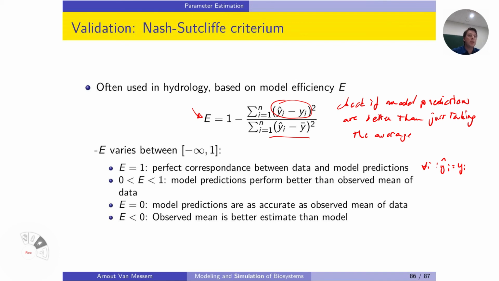If it is between 0 and 1, my predictions will do better than my observed mean. If it is 0, it means that the numerator and the denominator are the same. So it doesn't really matter if I take the average or the predictions, the model. So they perform just as well. And if my E is smaller than 0, my model is even worse than just taking the mean. So we can just ignore the model.